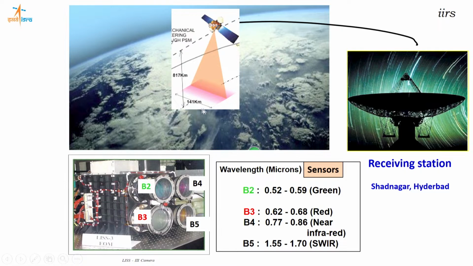It captures a large area. For example, the LISS-3 satellite sensor captures 141 kilometer by 141 kilometer in one scene, and the data it collects, the reflectance, is sent to the receiving stations. From there we get the remote sensing data.